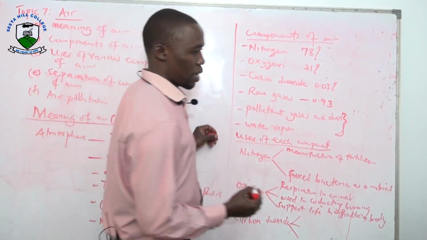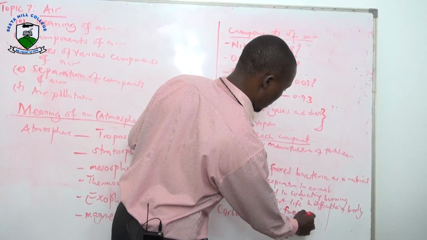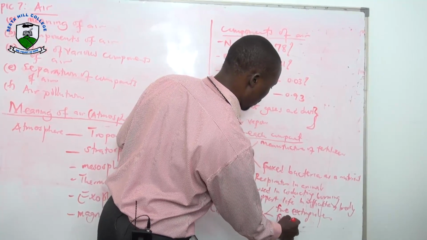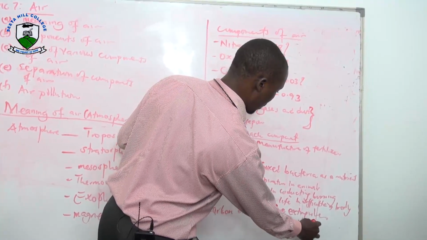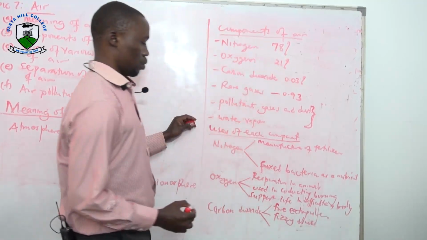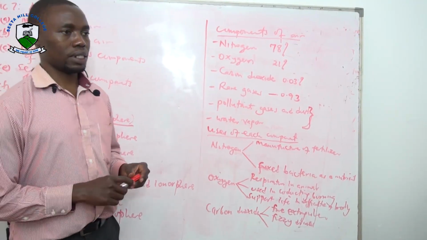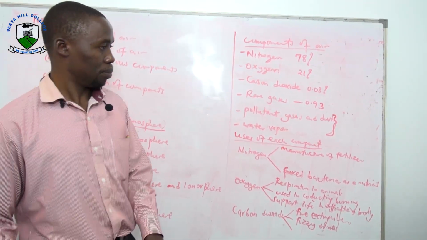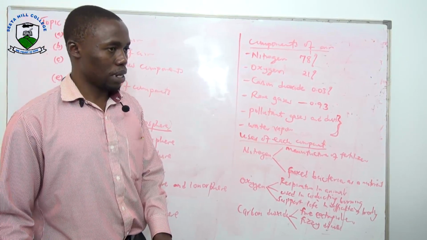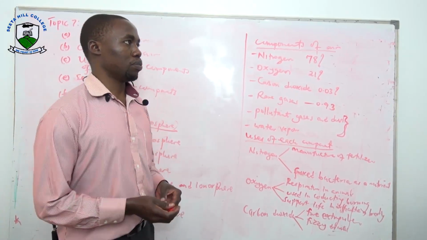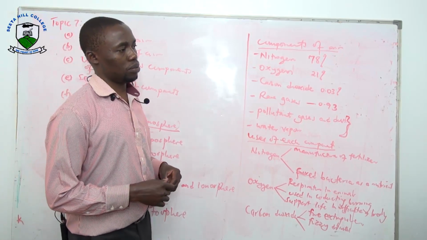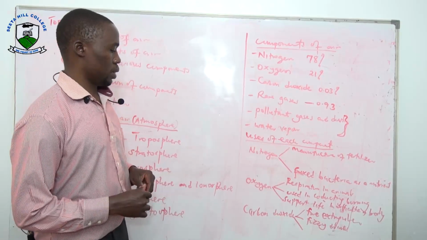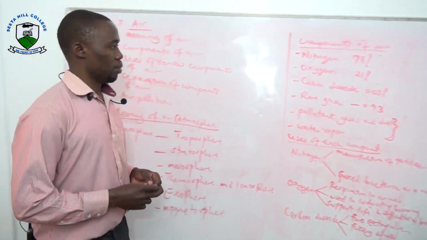Carbon dioxide is used in fire extinguishers. What else? Preserving fizzy drinks like soda. What else is it used for apart from preservation of fizzy drinks? Used by plants for respiration. Okay, thank you.